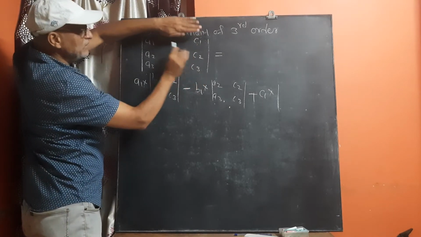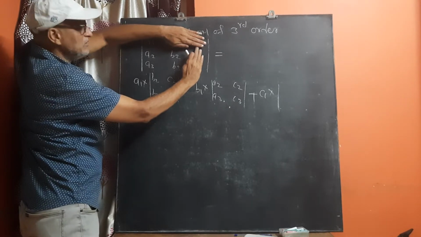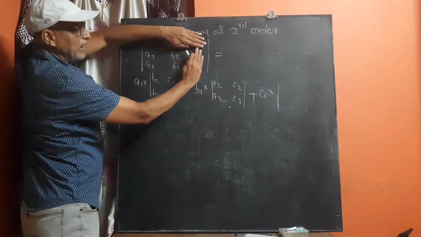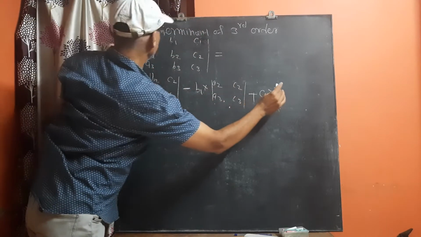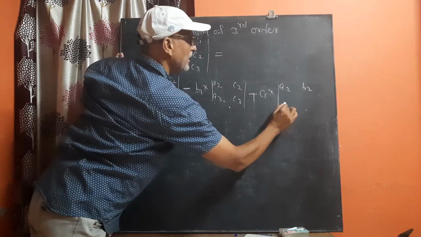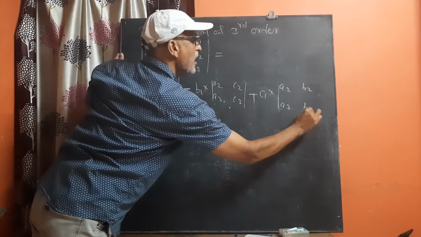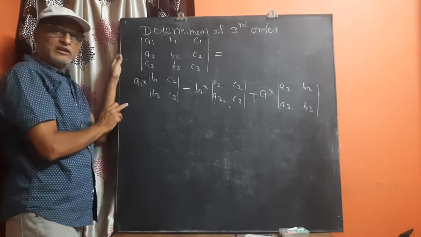So after skipping this first row and third column, the remaining elements are A2, B2 and A3, B3. So you put here A2, B2 and A3, B3. I repeat again the complete process.